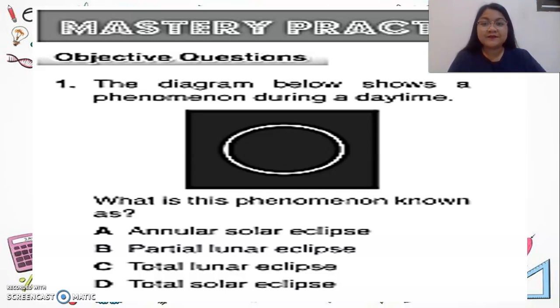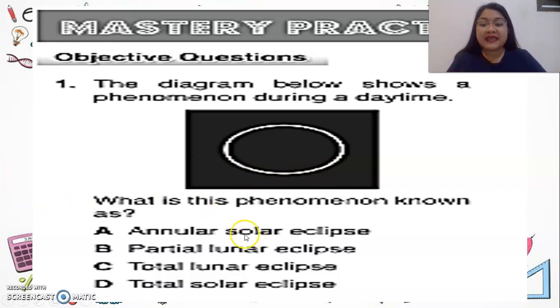Let's start. Number 1. The diagram below shows a phenomenon during a daytime. What is this phenomenon known as? What eclipse do we have during the daytime? And as you can see, it is not fully covered. The sun is not fully covered. So what do we call the eclipse when the moon is farthest from Earth?